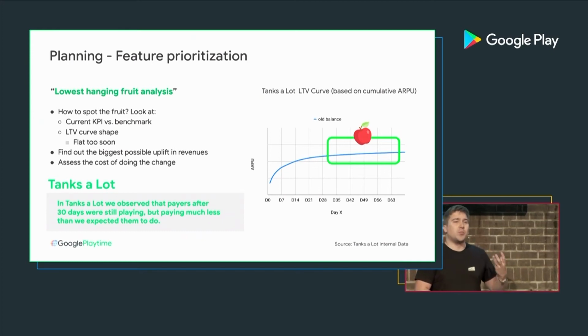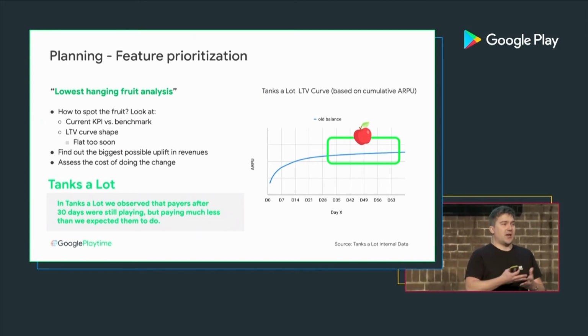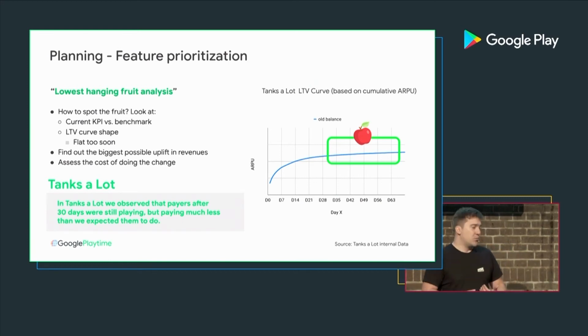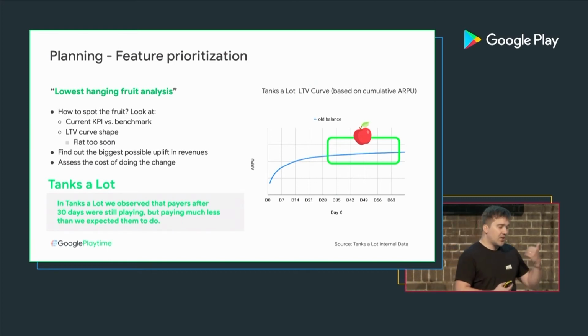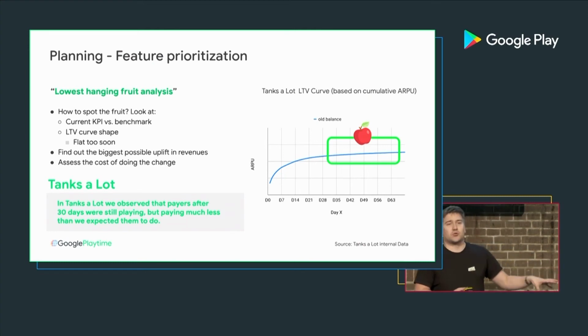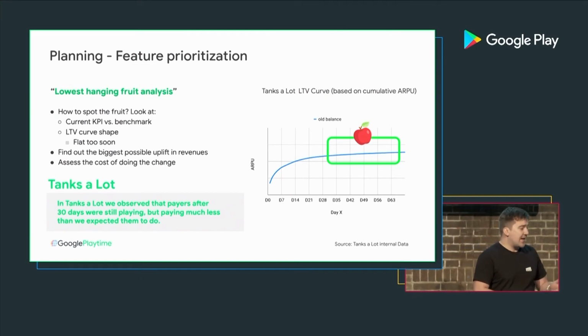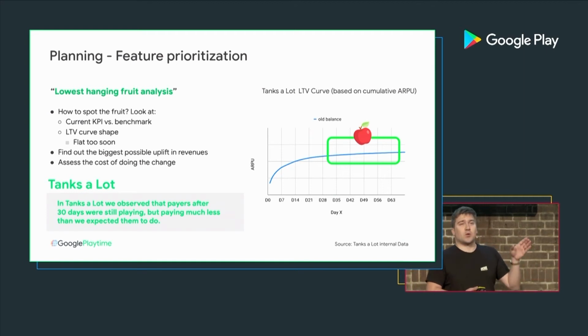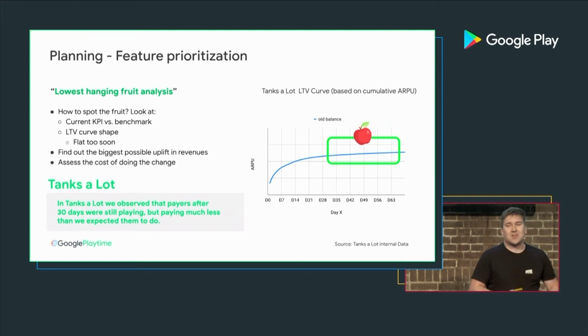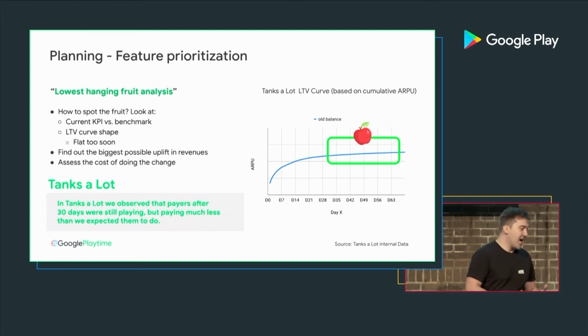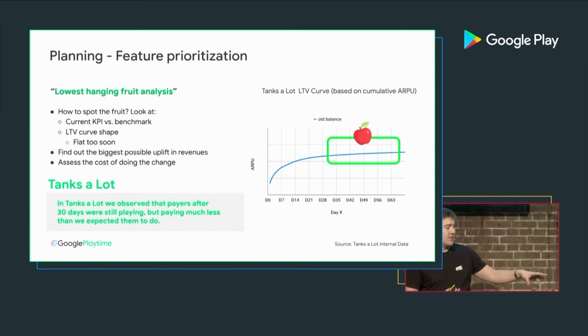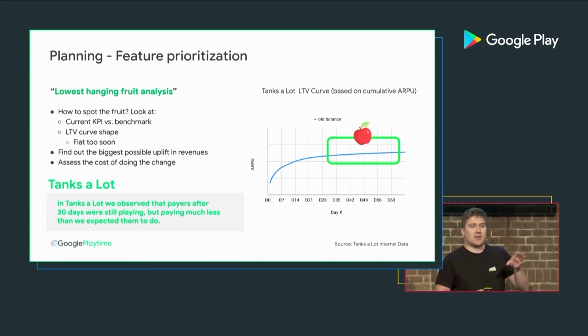It's something that should help you to figure out where in the game is some hidden potential that you could improve. When you're talking about monetization, the simplest way to look at this is the LTV, or ARPU, average revenue per user curve over time, and spotting these moments when it flattens or flattens too soon. What does it mean, a curve flattens too soon? It can mean two things.